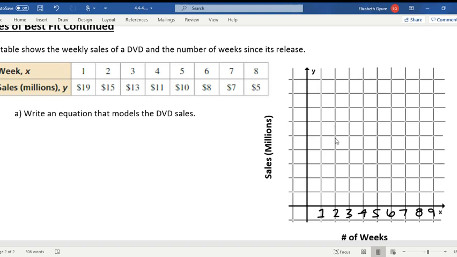No. Shall we maybe try by 2s? Okay, let's try 2s. This would be 2, 4, 6, 8, 10, 12, 14, 16, 18. Yeah, it'll just go a little bit above that, right? So let's go by 2s. So this is 2, 4, 6, 8, 10, 12, 14, 16, and 18.